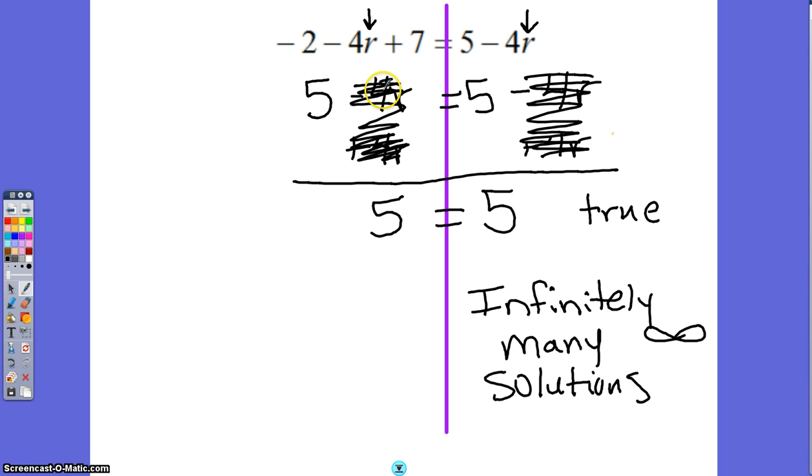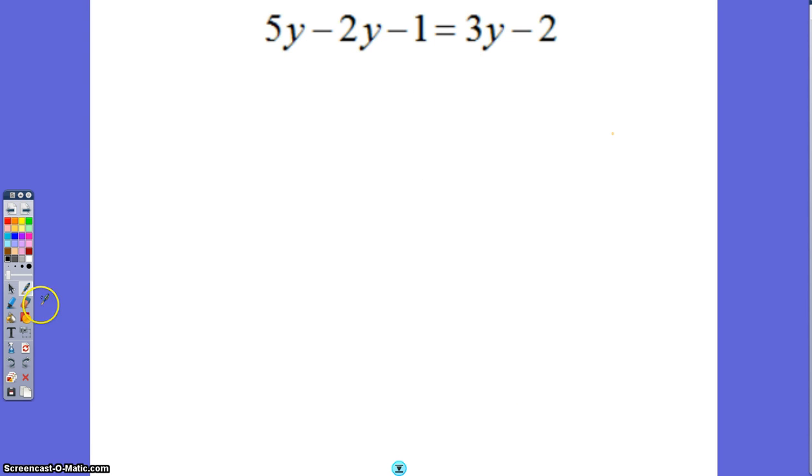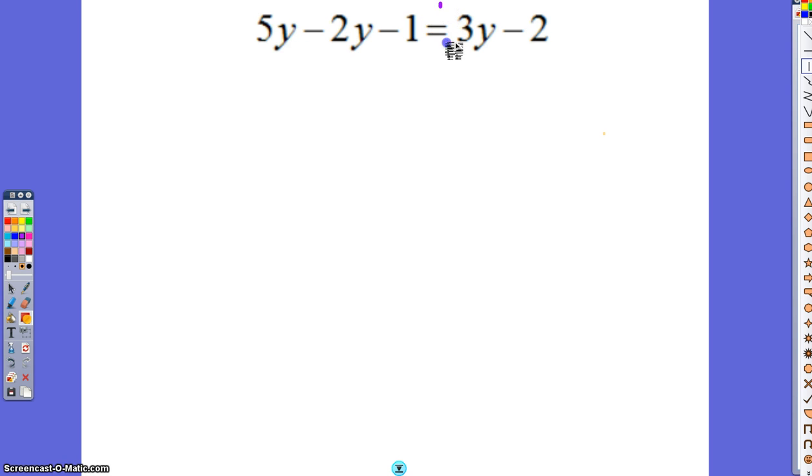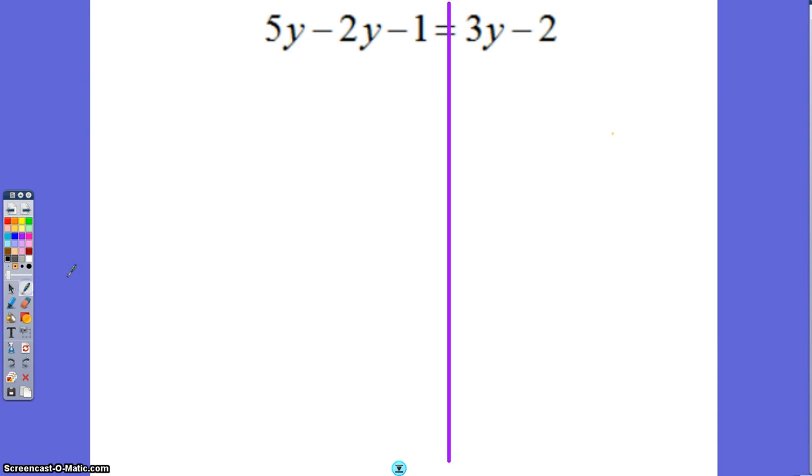So that is when all of my variables dropped off and I was left with a number equals a number. And it was a true statement, because 5 equals 5, absolutely. I have infinitely many solutions. Let's look at this one. I don't see any distributing that I need to do, but my left side does need to be simplified because I have some y values. So 5y minus 2y gets me 3y minus 1 equals 3y minus 2.